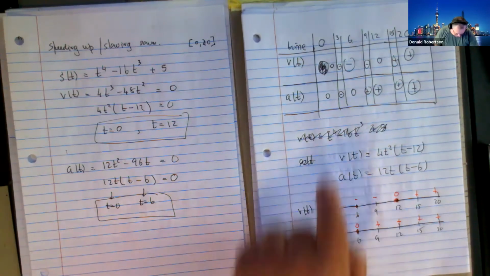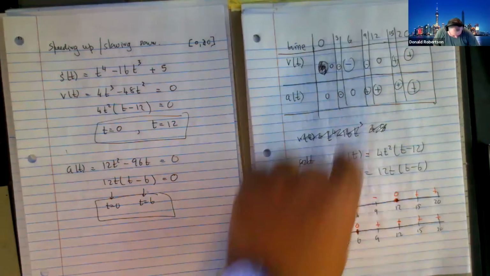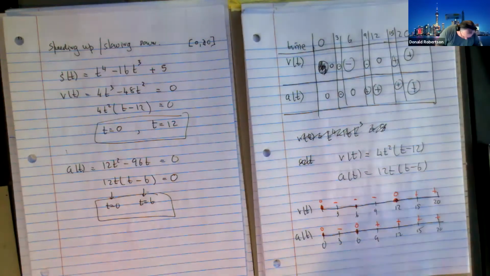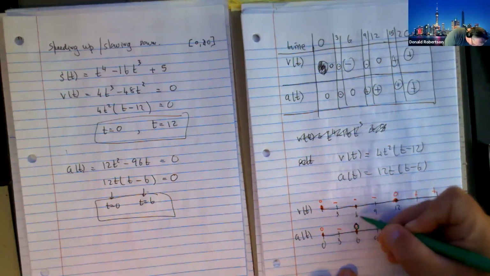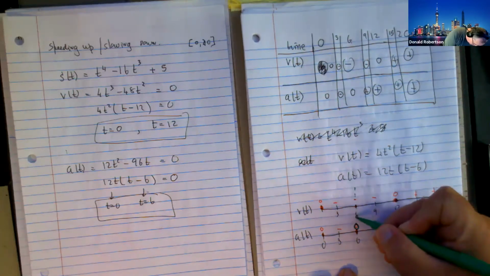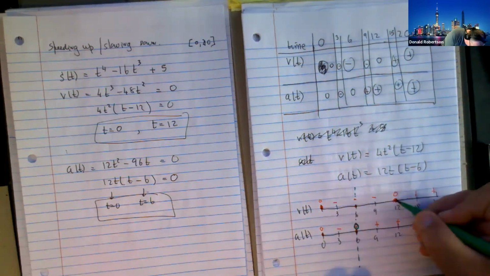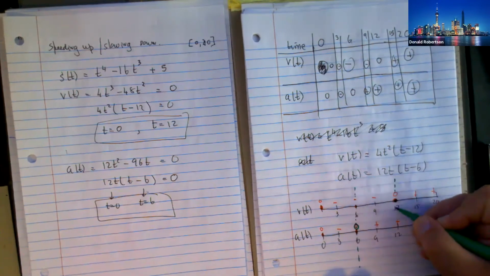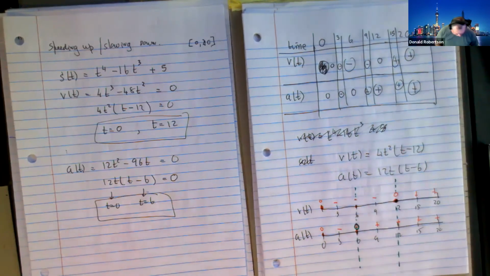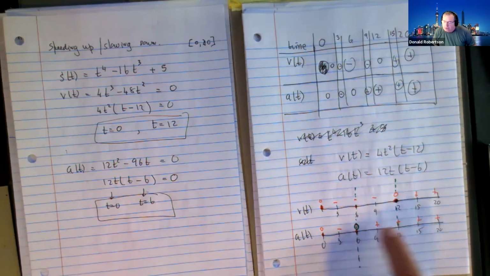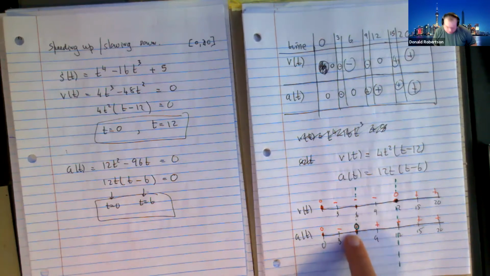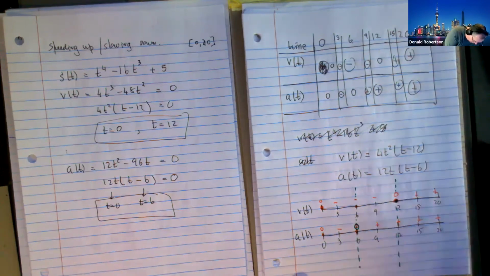Now, once you've got these, which is basically, you could have done it with that table, but I'm just doing this because it looks nicer for me. Find any guy that's got a 0 and do a little dotted line through. Doesn't matter if it's a velocity, doesn't matter if it's an acceleration. The zeros are the places where things will change.